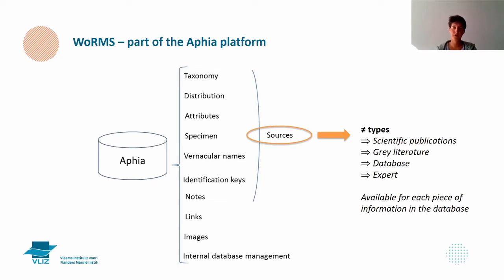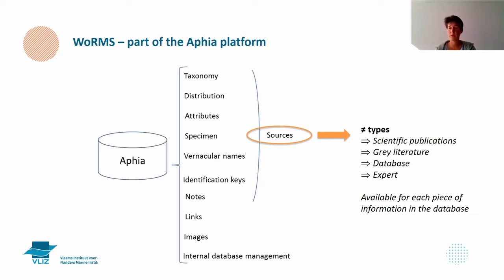Now, for sources, you can see each part of the information that we put into the database needs to be backed up with a source. And this also links back to what Donald was referring to, the different principles. If you are creating species registers or databases, it is the principle of traceability. Documenting the source means that a user can see where the information comes from, and if needed, go back to that specific source to look up more information, or if they want to verify the information.